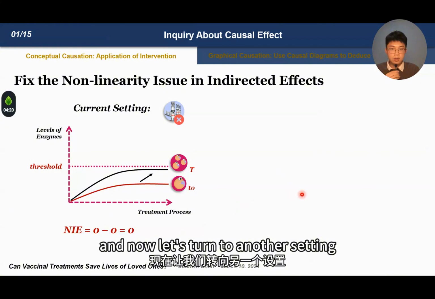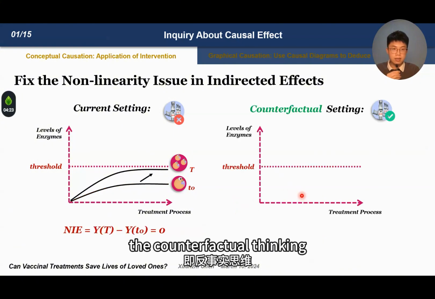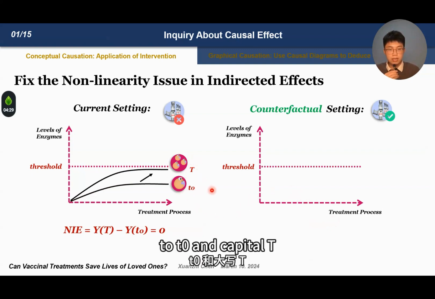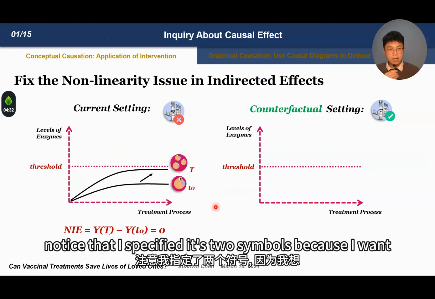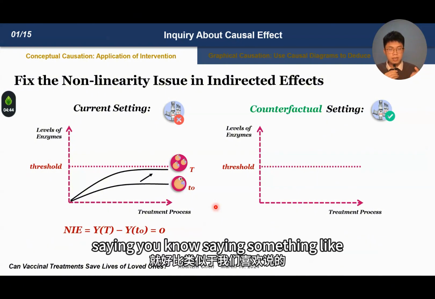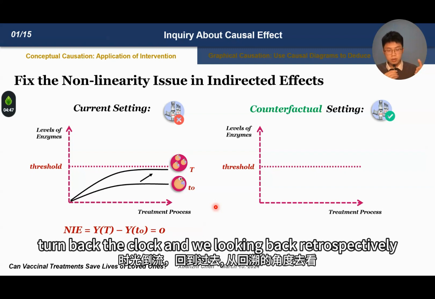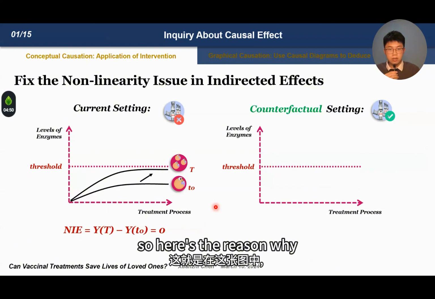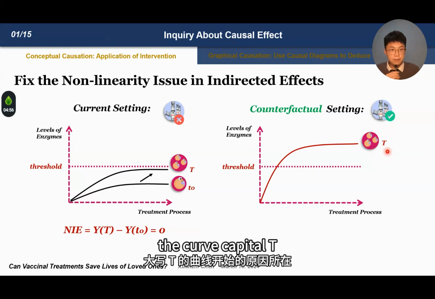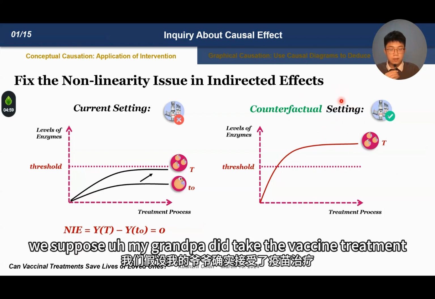And now let's turn to another setting, counterfactual thinking. Before we go to that, I will remind you of this simple T0 and capital T. I specified these because I want you to notice that when we are talking about counterfactual thinking, we are just like turning back the clock and looking back retrospectively. So here's the reason why in this picture we will start from the curve capital T, because in this setting we suppose my grandpa did take the vaccine treatment.